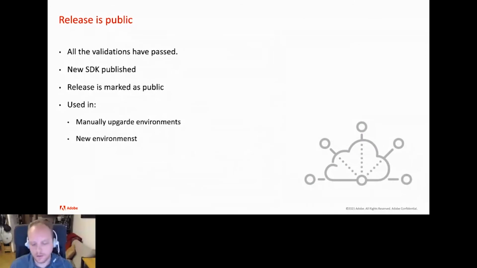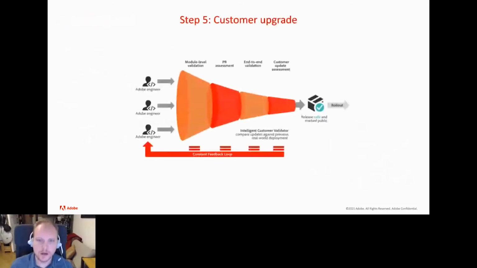Mainly, you can log in to Cloud Manager and you will see a new pop-up saying that a new upgrade version is available, and you can manually trigger the upgrade. Or if you create a new environment, it would also be created using this latest release that we just validated. What we did not yet do is upgrade the existing environments. For this, we have the last step, on the very right, the rollout.